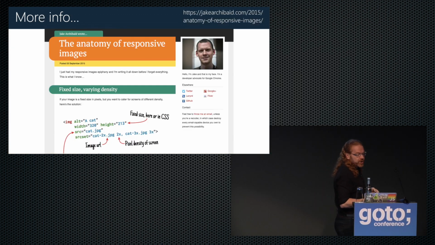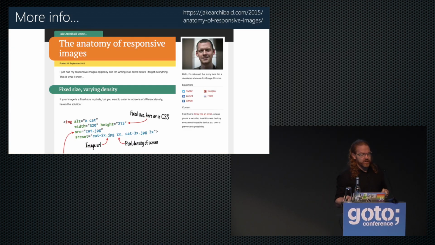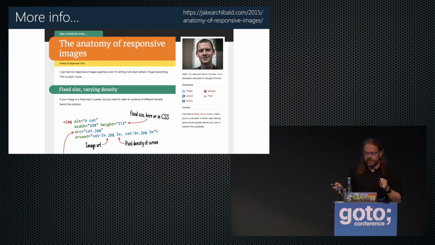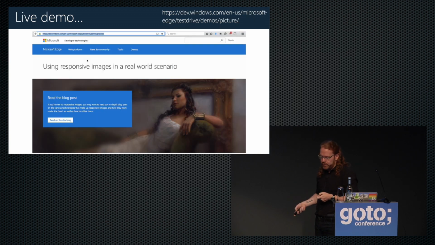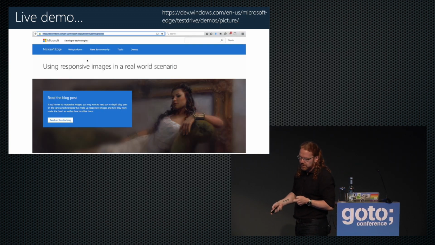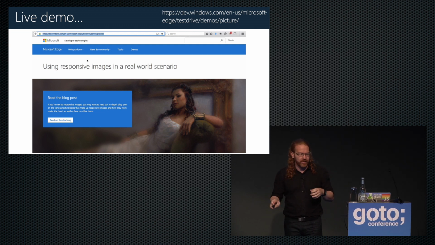Great information on Jake Archibald's blog, The Anatomy of Responsive Images, where he explains what all these source set shortcuts mean and what all the information is about. But in essence, most of the systems out there already use it. WordPress now uses it out of the box. If you just put an image in there, it does the picture element for you.